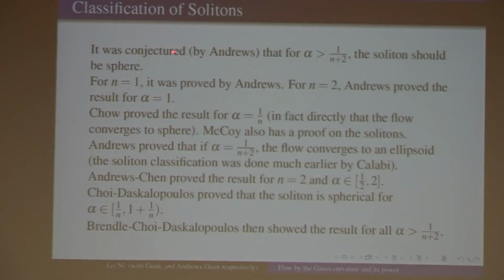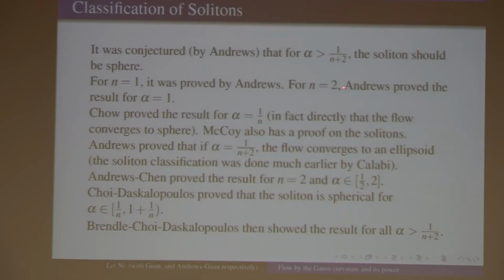As I said, the classification of the solitons was also studied quite a bit. For curve cases, it was completely well understood. I mean, there's a conjecture by Bang-Angel. Basically it says for all alpha bigger than 1 over m plus 2, the soliton should be a sphere. And 1 over m plus 2 is a critical case. Okay. And for m equals 1, he basically proves it.